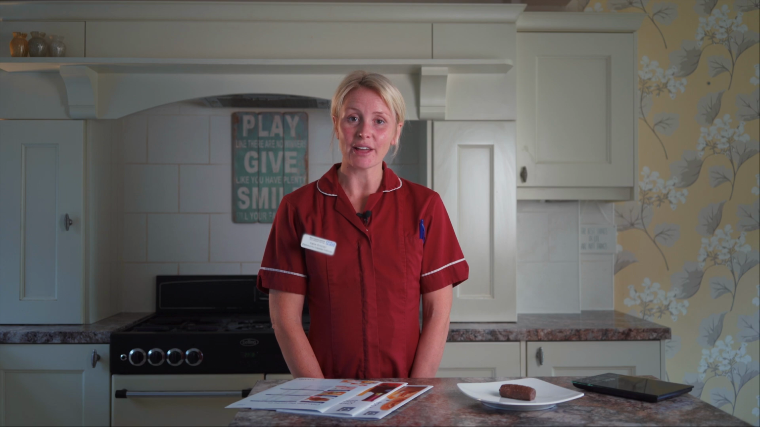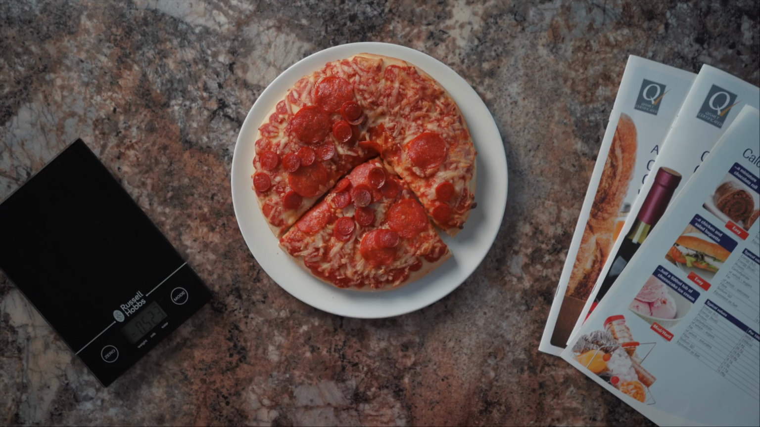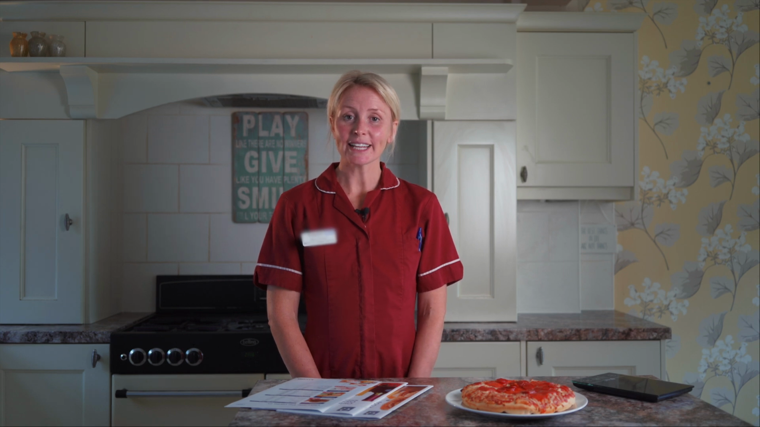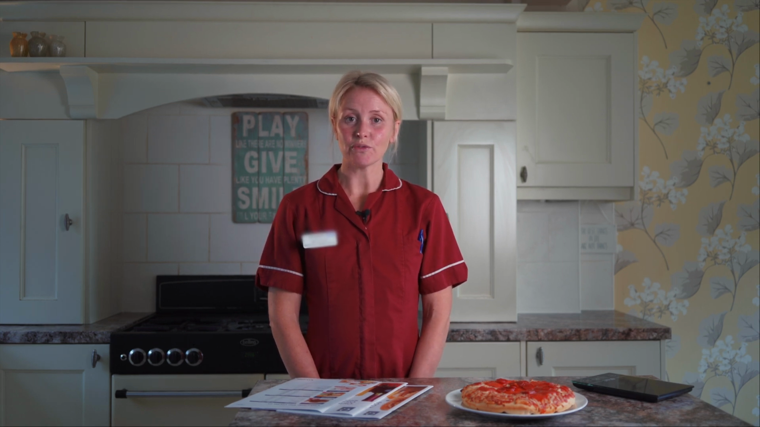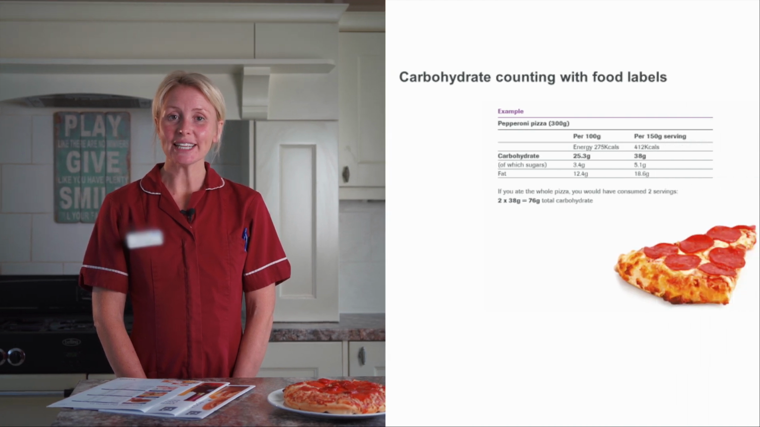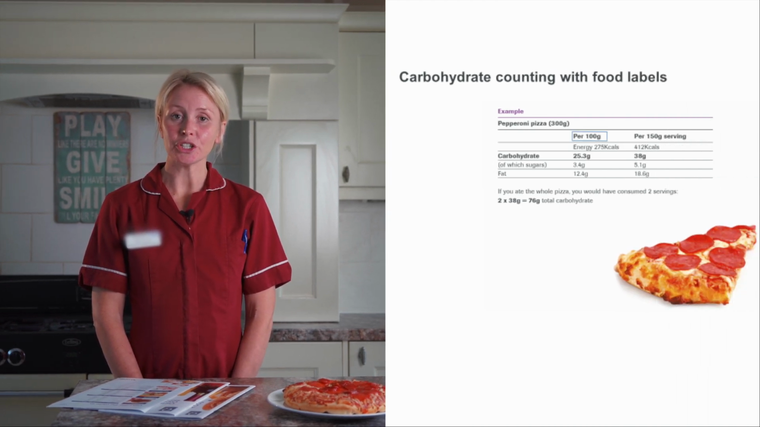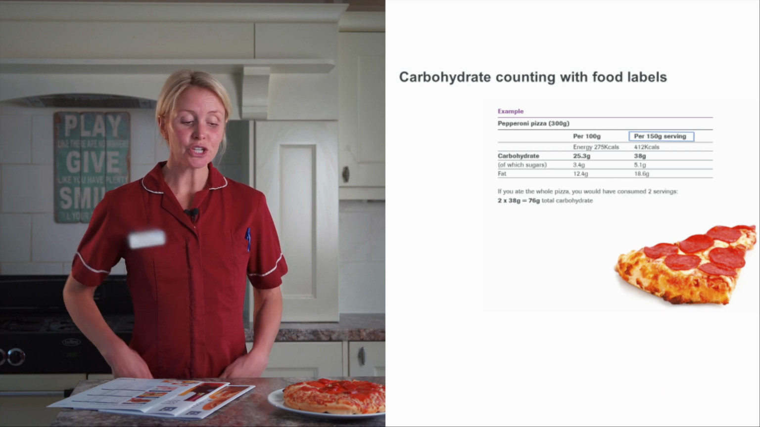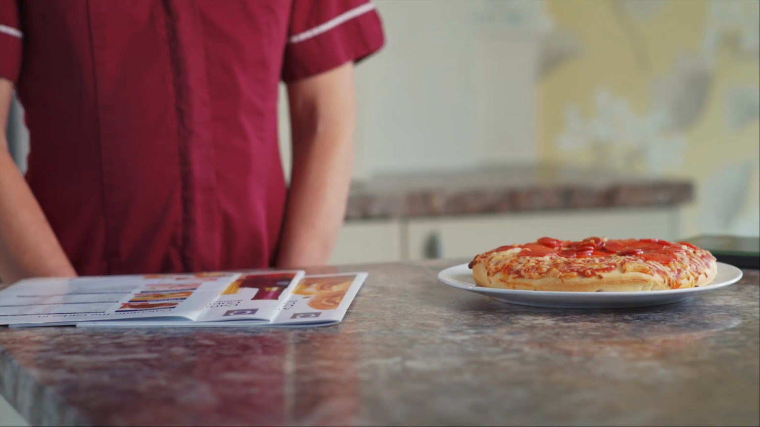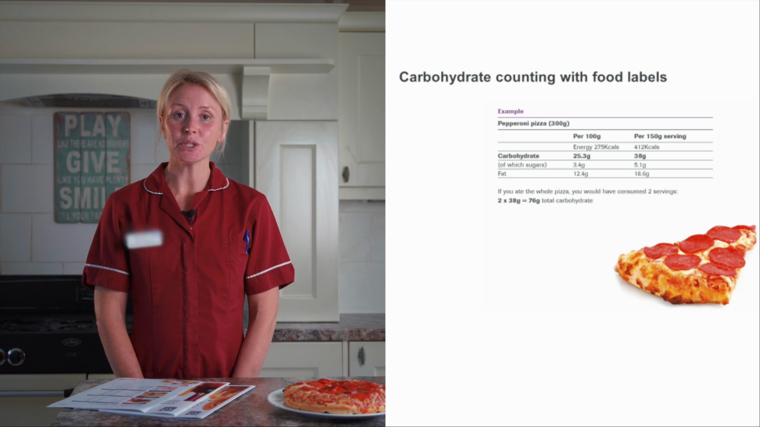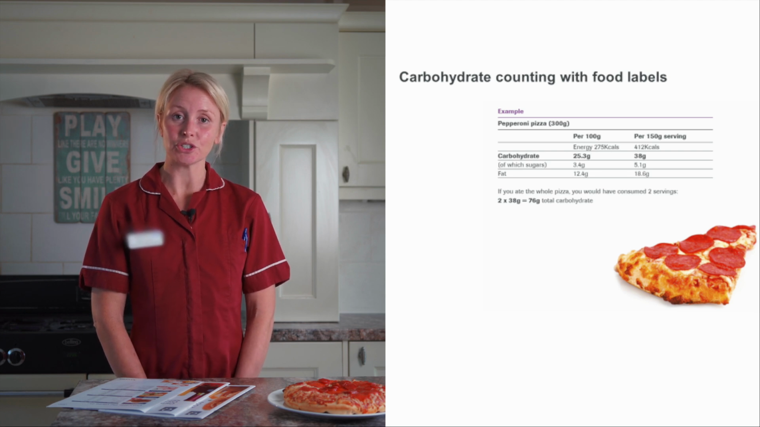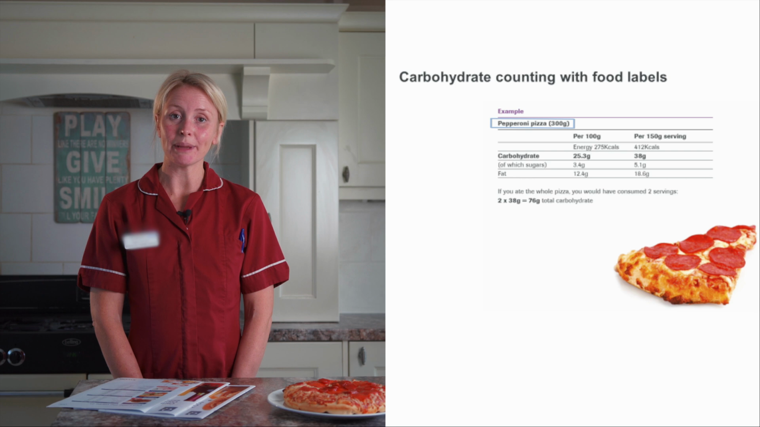Let's now look together at a pepperoni pizza. So here is my pepperoni pizza. Now once again, let's look together at the nutritional values table. As you can see here, there are two columns, per 100 grams and per 150 grams. Now the total weight of this pizza is 300 grams. So if I choose to eat the whole pizza, which weighs 300 grams, that would mean that I will be having two 150 gram servings.